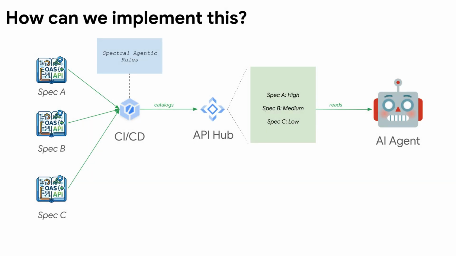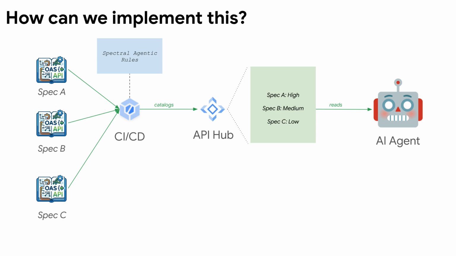So how can we implement all of this? Here, I'll be using API Hub, a solution from Google Cloud where I can have a central registry of governance for APIs. On the left side, I have a set of specs of APIs that agents can potentially be using.